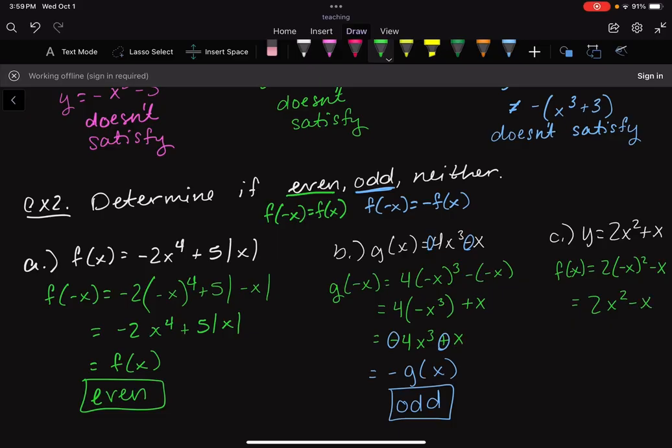You see how only one of the signs changed, not both of them? This means this is neither. Because if they had both been the same, it would have been an even function. And if they had both been different, like if there was a minus right here, that would have been odd. But since only one of them changed, this is neither.